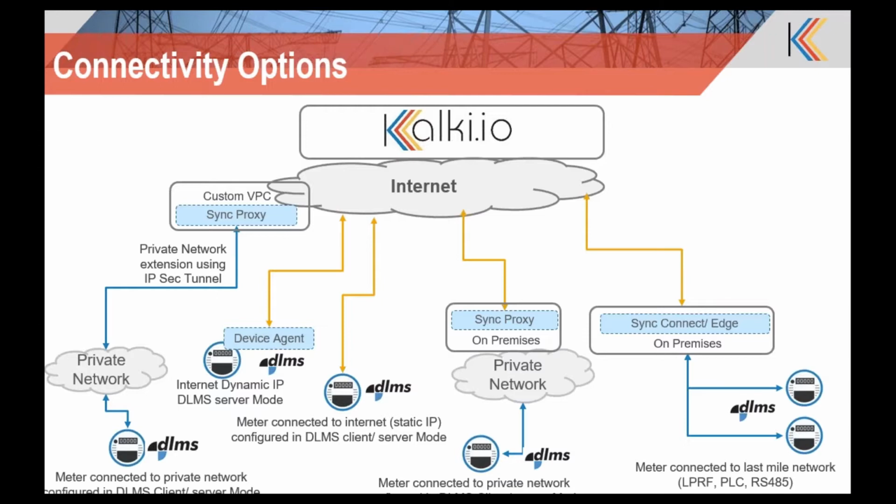So the connectivity options which are available, as per the requirements from various customer segments, we have got extensive options to connect DLMS meters with Calculator.io. The primary option would be the meters connected to the internet using a static IP. It could be a modem or any internet service provider network which will be connected with the meter having the static IP. And these meters can be configured in the DLMS client or server mode.